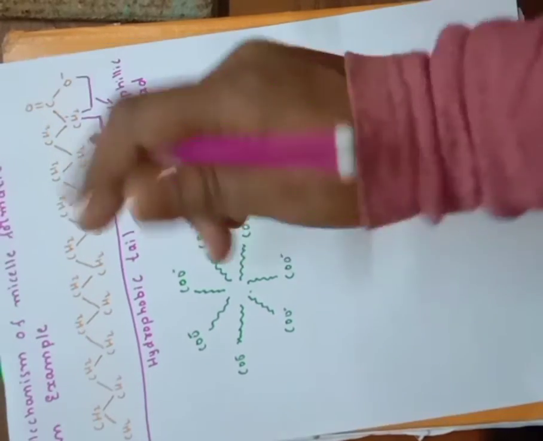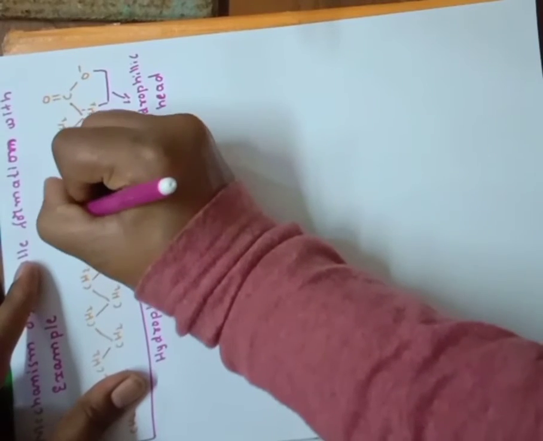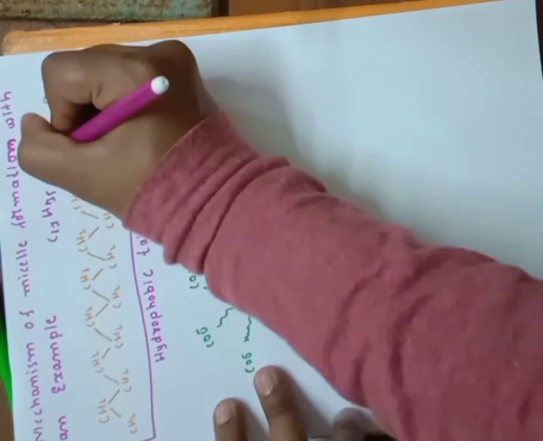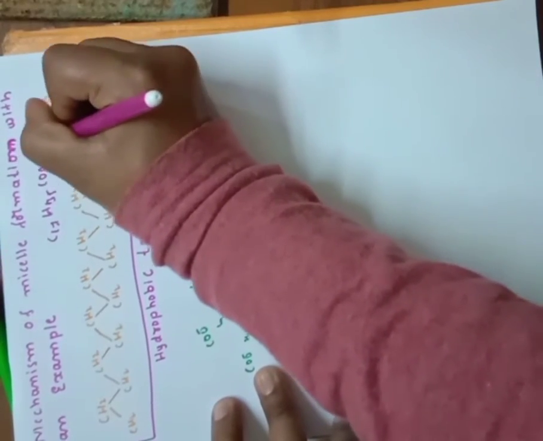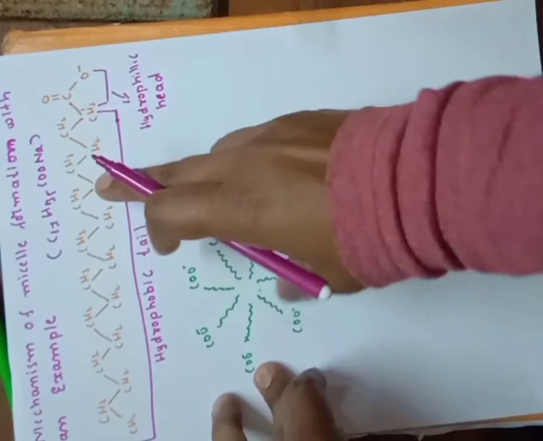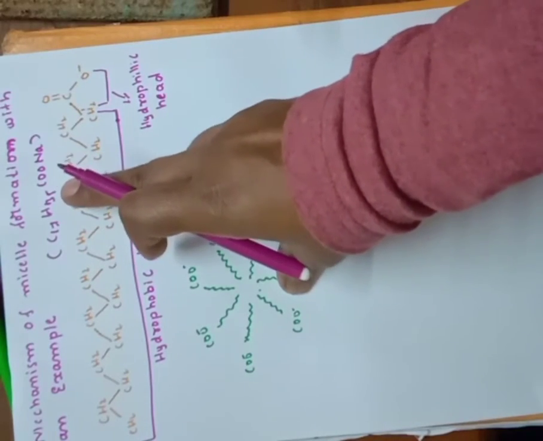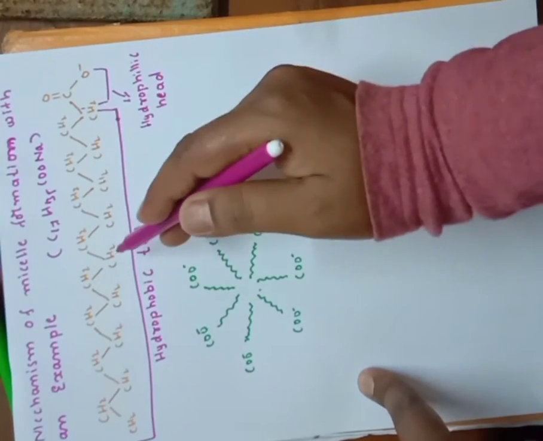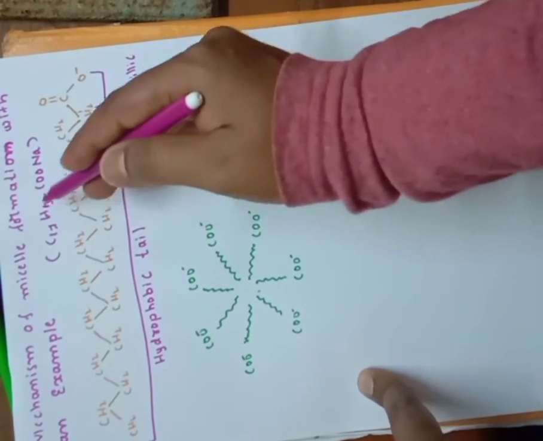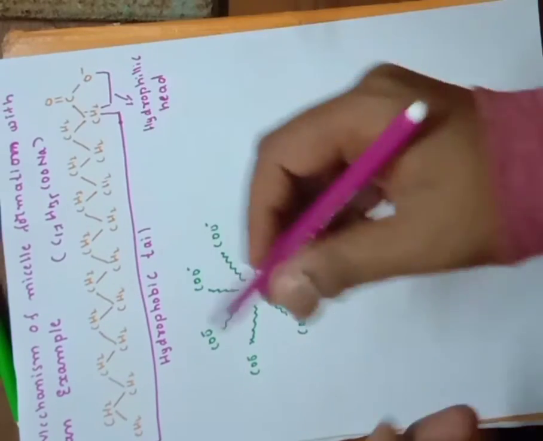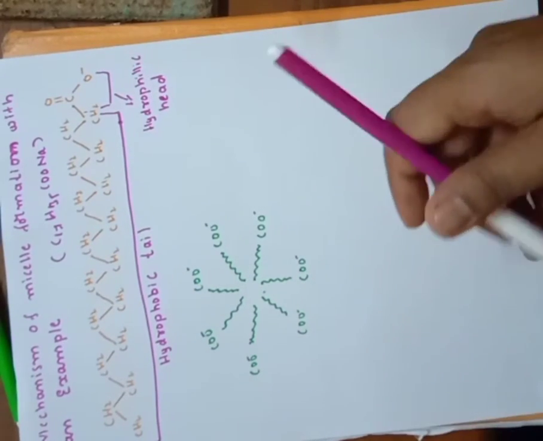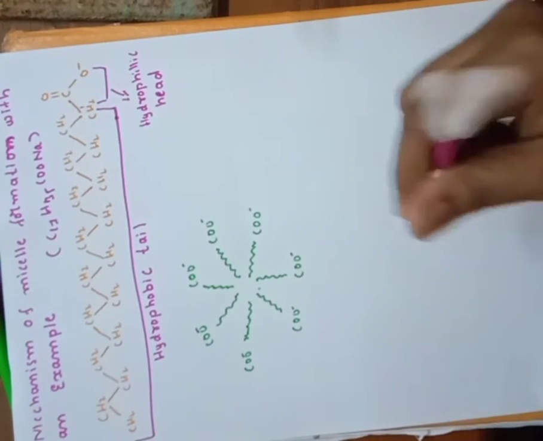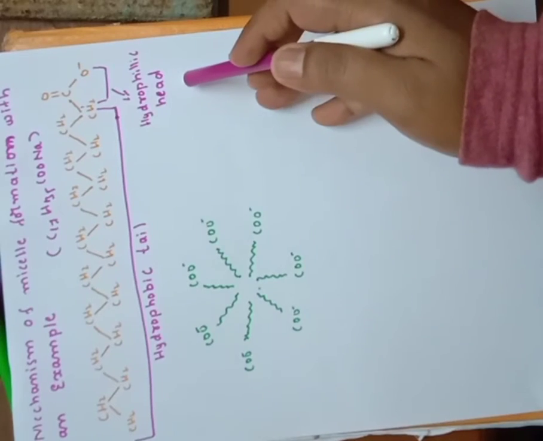The sodium stearate formula is C17H35COONa. This is the formula for sodium stearate. Soap consists of this molecule. If you count all the carbons together, you get C17H35 and COONa. I didn't mention Na here, I have to mention COONa. Then this is the hydrophobic tail and this is the hydrophilic head.